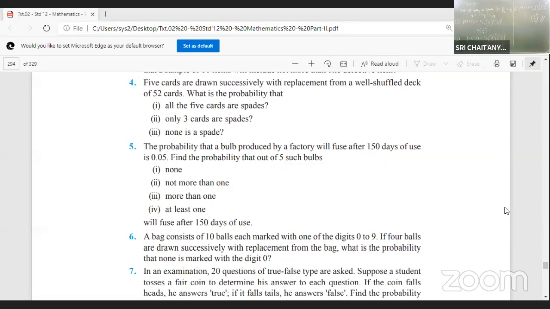Copy the sixth problem which is on the screen, or take a screenshot of that problem.